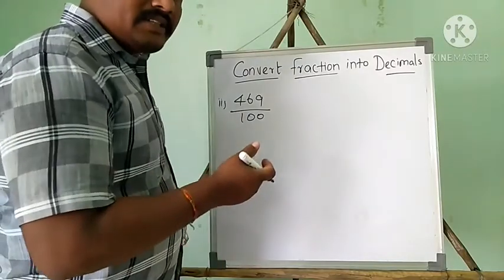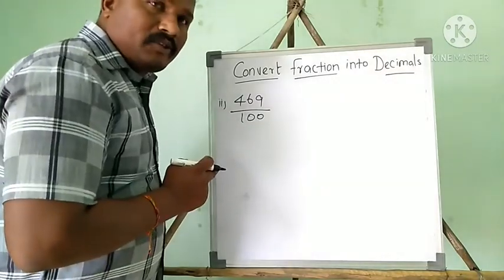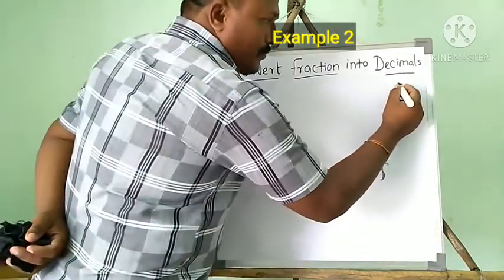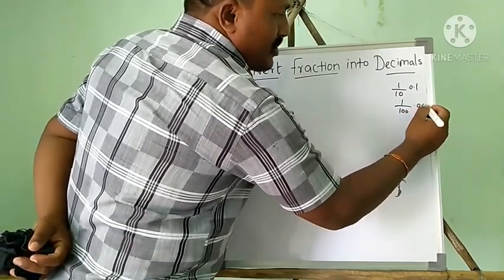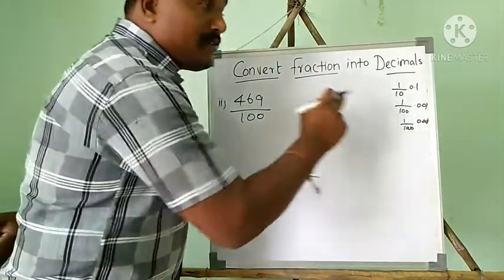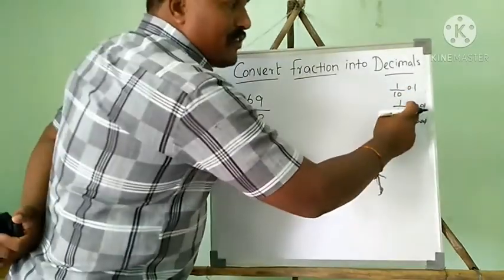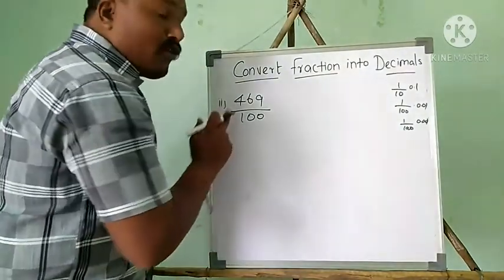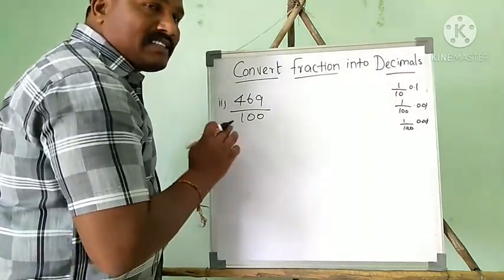Students, let me talk about another example. 469 upon 100. In the previous example I told you the values: 1 by 10 is 0.1, 1 by 100 is 0.01, and 1 by 1000 is 0.001. So a fraction is converted into a decimal number. 0.1 is a decimal number, 0.01 is a decimal number, but 1 by 100 is a decimal fraction. So here, 469 upon 100, the denominator 100 is a decimal denominator, so we call it a decimal fraction.